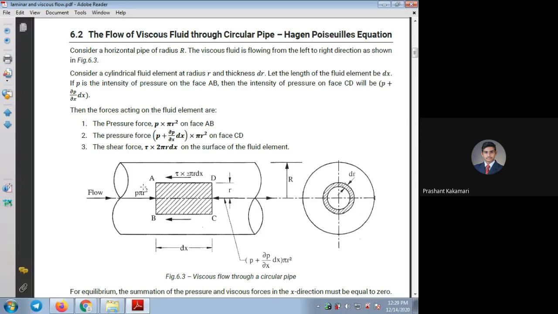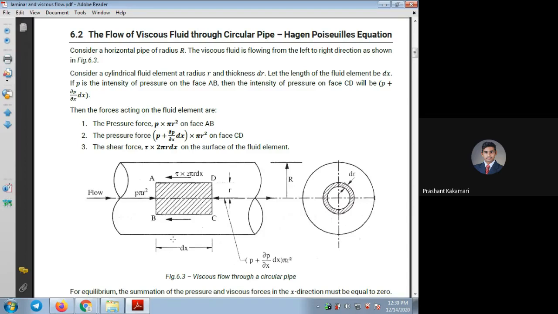Then the pressure force on the opposite side, which is resisting. Assume this cylindrical object is going to flow from left to right. Before flowing, assume it is in a stagnant condition, the flow is not taking place. Once the flow starts, what will happen? There will be some shear force acting on the surface. Also, there is some resistance opposing the flow, which in terms of force is nothing but the pressure acting at a distance of dx from AB.